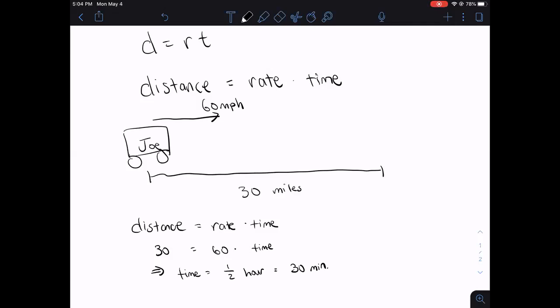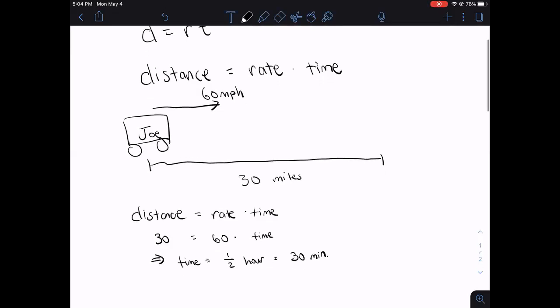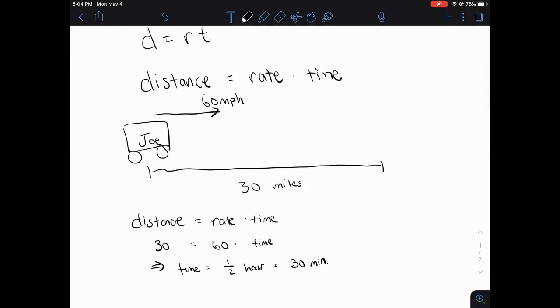All right. So notice how we used the same units the entire time. This is 60 miles per hour, and we used miles and hours the whole time. Like, we got 1/2 of an hour and we couldn't have just looked at that and said it's minutes. So it's really important to make sure you're using the right units.